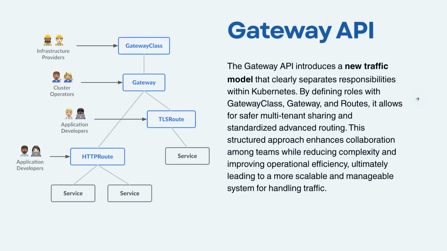With Gateway API, we have a new traffic model with clear responsibilities within Kubernetes. The infrastructure providers are responsible for defining the GatewayClass. Cluster operators define the Gateway, and application developers take care of routes. And this approach helps multiple teams to collaborate easily.